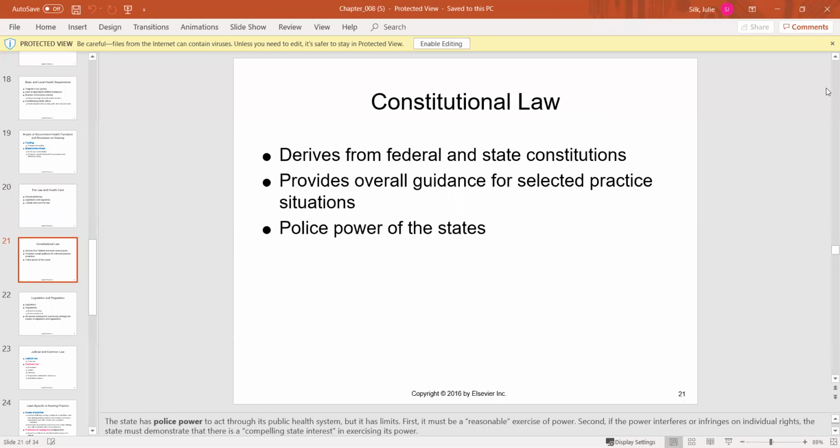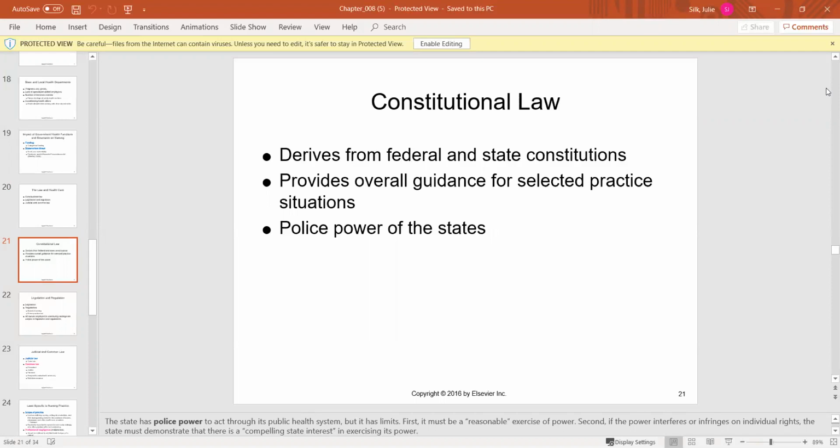And then with constitutional law, this derives from federal and state constitutions. It provides overall guidance for selected practice situations. And then remember, we talked about police power a few minutes ago. So the state has police power to act through its public health system, but it also has limits. First, it must make a reasonable exercise of power. Second, if the power interferes or infringes on individual rights, the state must demonstrate that there is a compelling state interest in exercising this power.